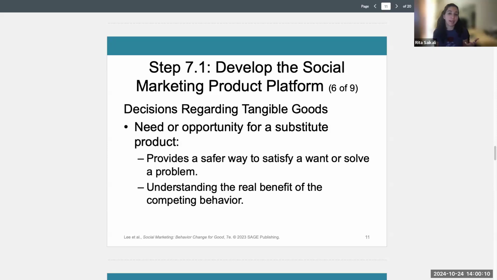So in addition to providing safer solutions, the substitute product should be made as accessible and as appealing as possible. And so this involves leveraging price strategies, availability, or even promotional tactics that highlight the immediate benefit of switching to the safer option. And so the goal is to make the substitute product an obvious, attractive, and feasible alternative for the target audience. All right.